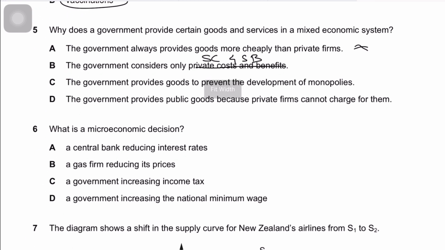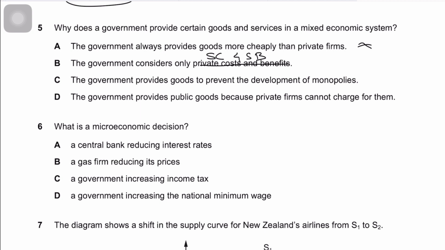The government is not actually trying to prevent the development. I mean, not all monopolies are bad, right? So we can't really assume that all monopolies will be bad. But yes, the government is not trying to prevent the development of monopolies. The government is trying that the monopoly should not exploit.